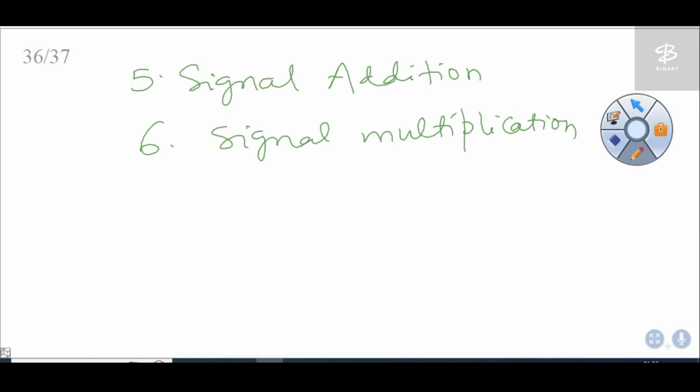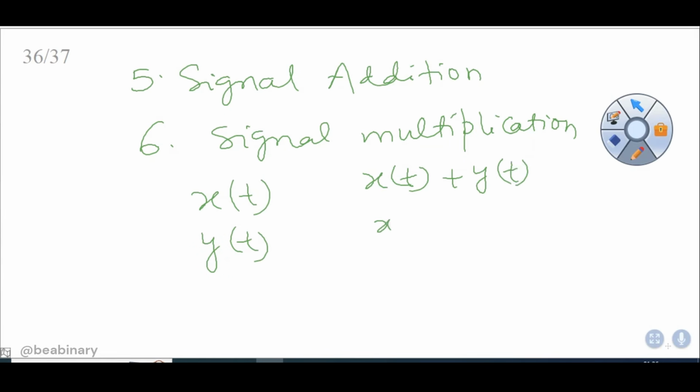Like suppose if we have a signal x of t and I have another signal y of t, you can do the addition of the signal, or you can do the multiplication of the signal. So this kind of operation you can perform, and you can do the shifting as we discussed.